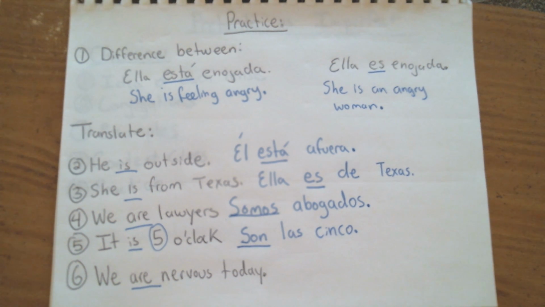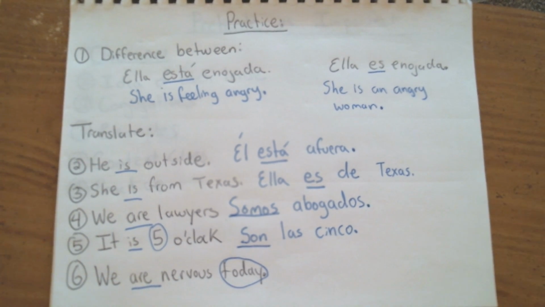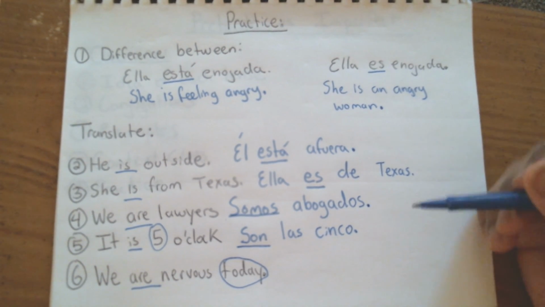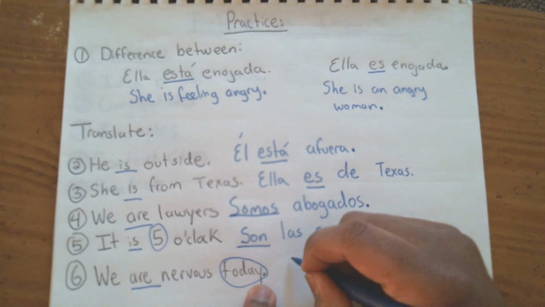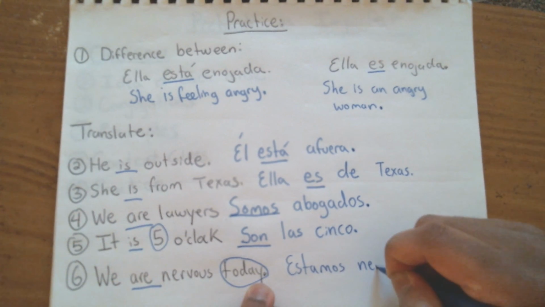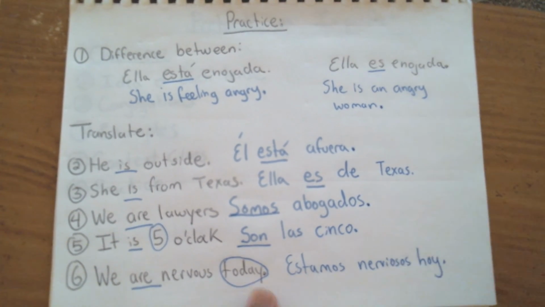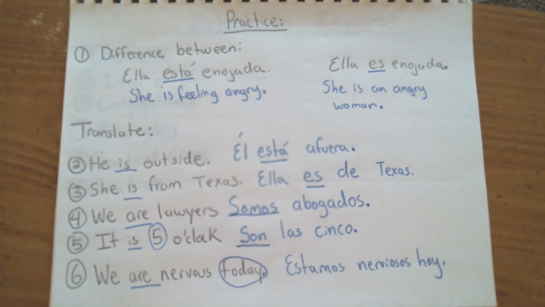All right. Now, we are nervous today. Okay? We are nervous today. Are we permanently nervous people, or are we just feeling nervous today? Well, the sentence says we are just feeling nervous today. So we know that because it's temporary, we are going to use the temporary verb, which is estar. So you would say, estamos nerviosos hoy. Okay? Hoy as in today. Alright, so that is a good way to get you started.